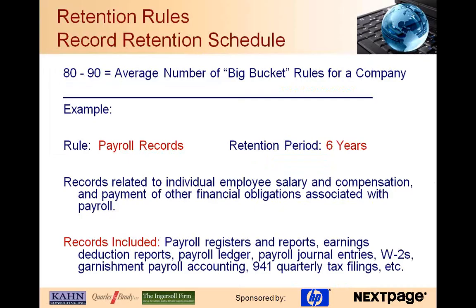The next slide I'm going to go over quickly is an example of an entry in a record retention schedule. You see here, this is a big bucket approach. The rule is payroll records. You can see down here all the different types of records that are involved, payroll registers, earnings, and the retention period is 6 years. Due to time constraints, I'm not going to discuss the record retention schedule any further or these different approaches like Big Bucket, but if you're interested in further discussion, please contact me offline, because this is a topic I could probably talk about for the entire hour, if not more.